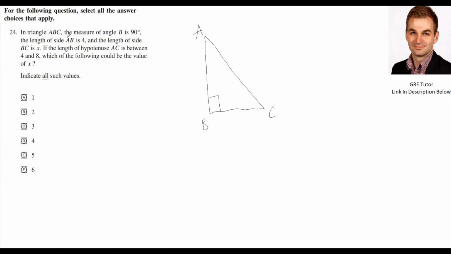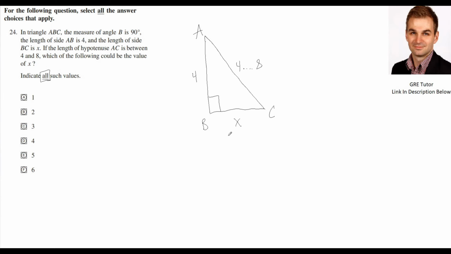It says the length of side AB is 4, and the length of side BC is X. Then it says the length of hypotenuse AC is going to be between 4 and 8. Which of the following could be the value of x? Indicate all such values.